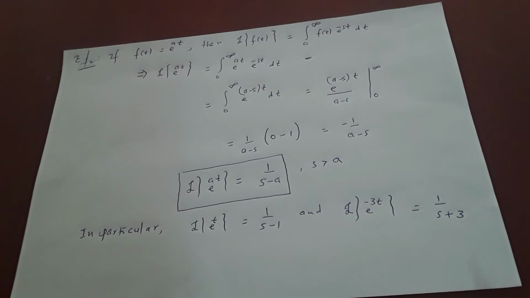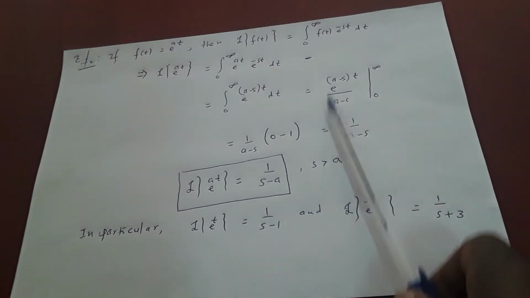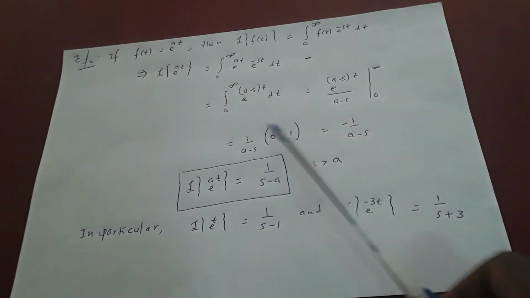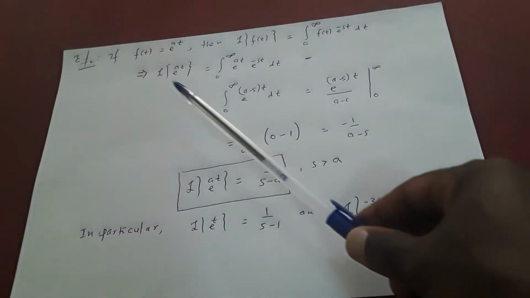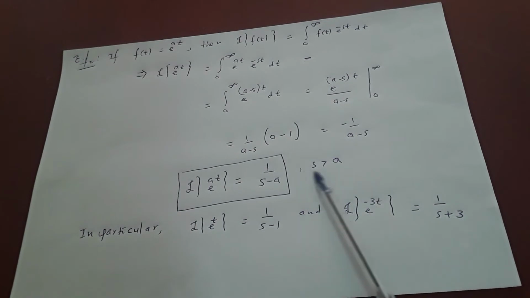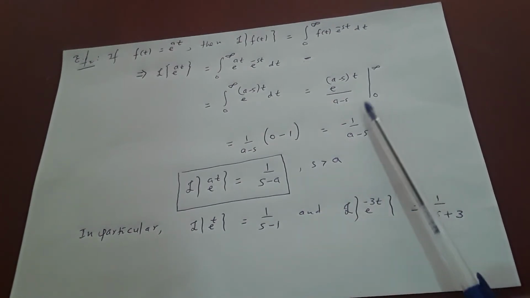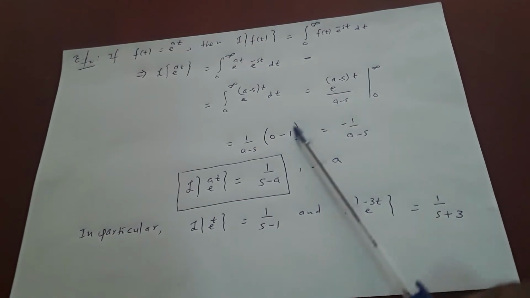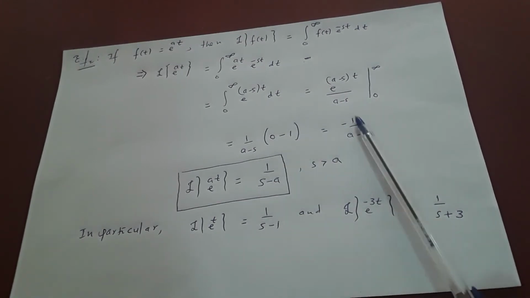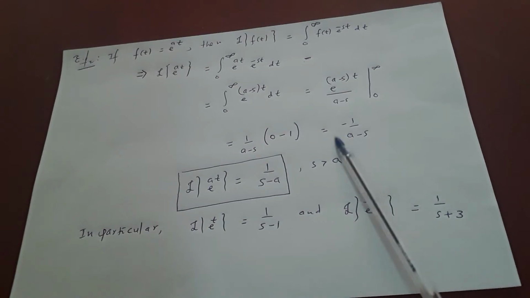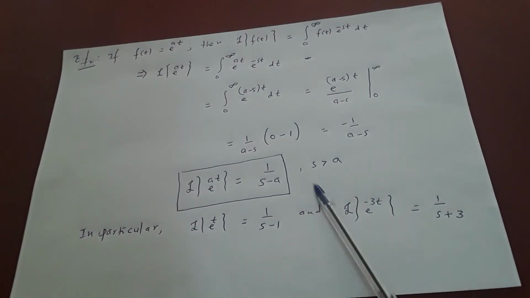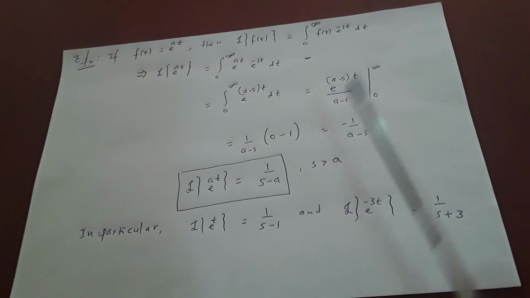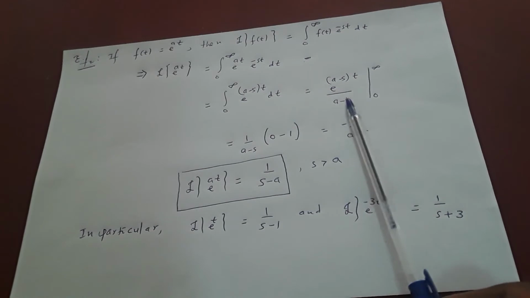That means we have e raised to a minus s times t, so otherwise the Laplace transform doesn't exist. That's why we restrict s to be positive, greater than a. If t is 0, we have e raised to 0 is 1, so minus 1 over a minus s. We reshuffle the terms in the denominator so as to have 1 over s minus a, where s is greater than a, which means a minus s is less than 0.